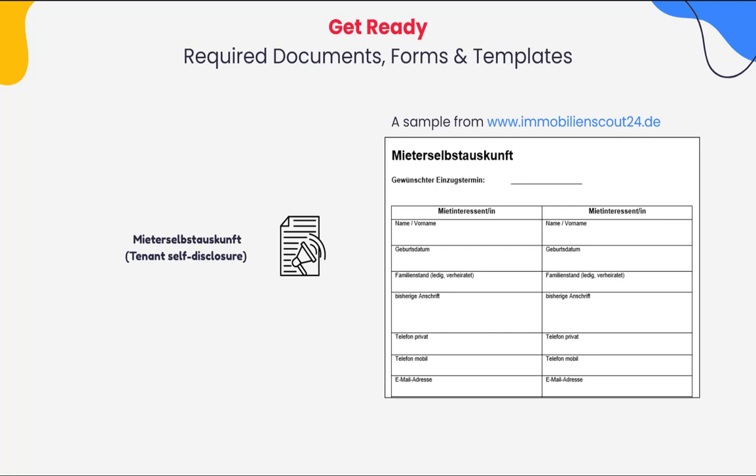It usually asks for your name and contact details, your employment or student status, your monthly income. The goal is to give the landlord a first impression of you and to check if you are a reliable tenant. You can simply download a sample from Immobilien Scout 24. We will leave the link in the description.